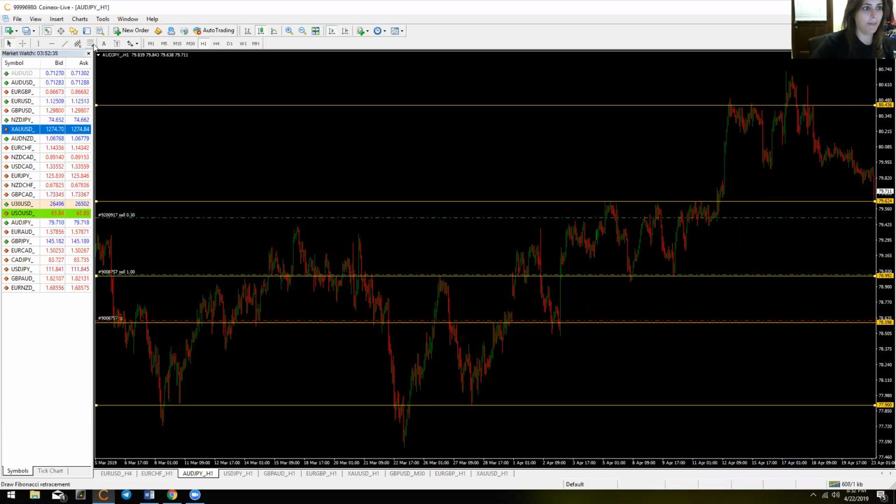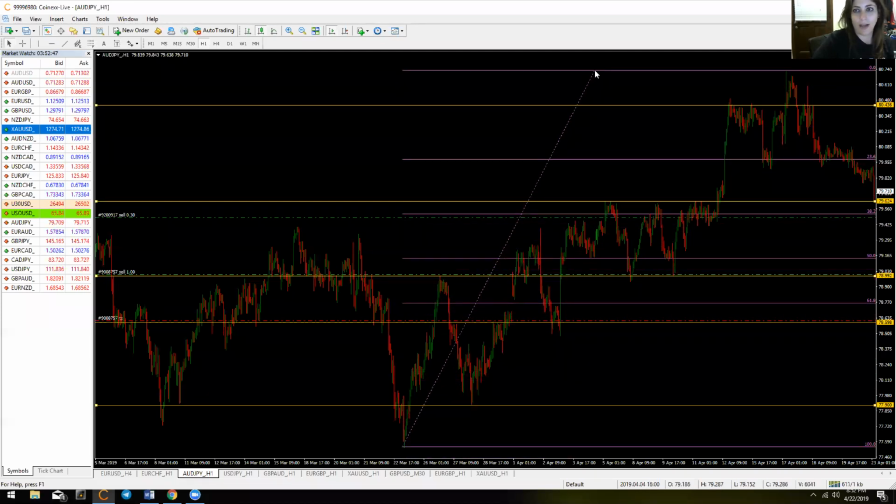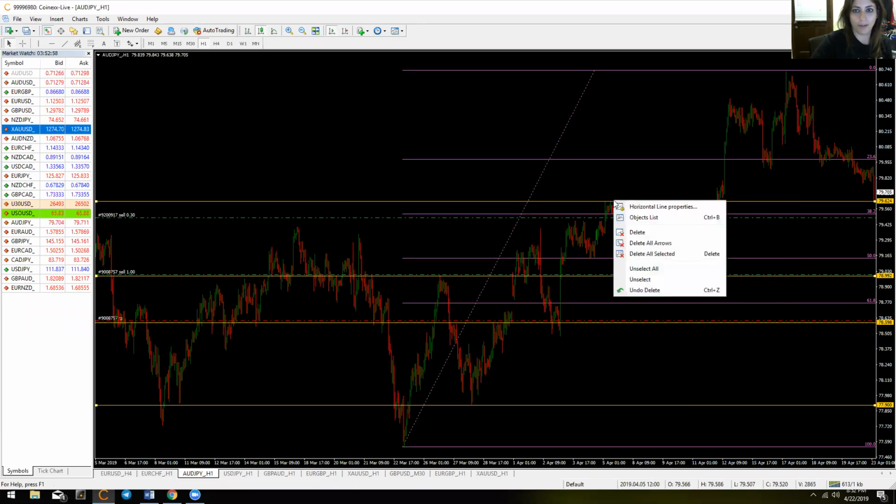So with the fib, you go over here and click this little Fibonacci tool. And if it's going up or down, this one's going up. You go from the bottom, from the lowest low to the highest high. And it draws your support and resistance lines. See? I was close. I was in the zone.